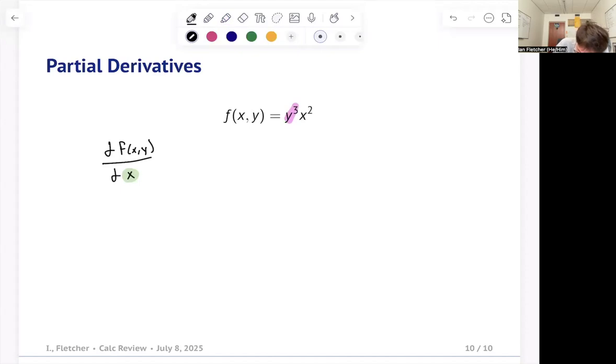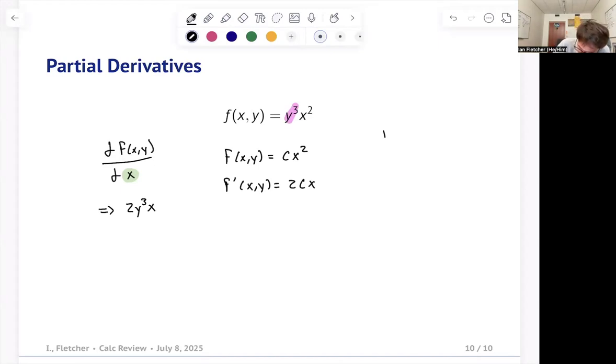So imagine we just had this. This derivative with respect to x would be 2cx. Same idea. We're going to take this derivative and derive it holding y constant, and we're going to have 2y cubed x.